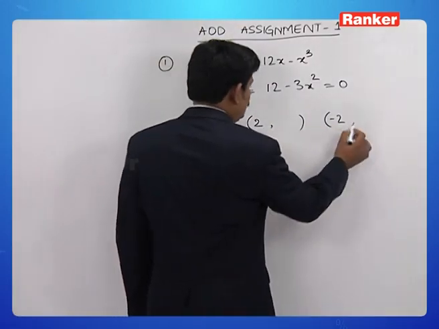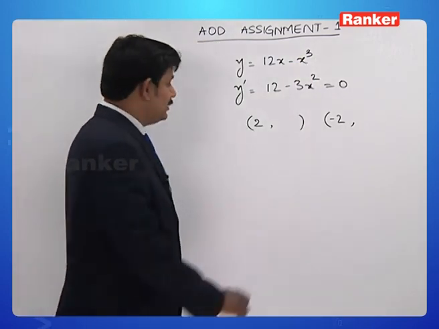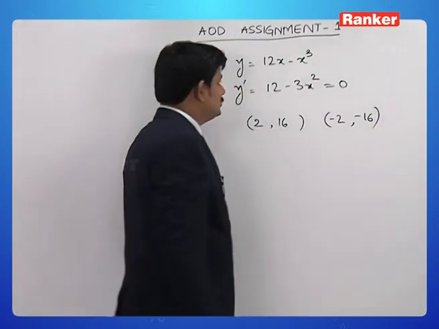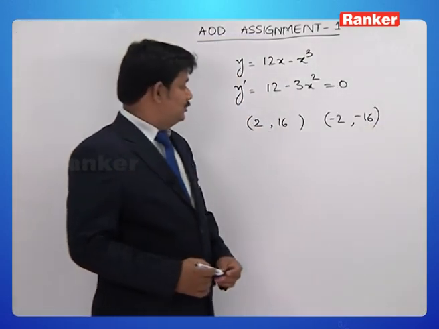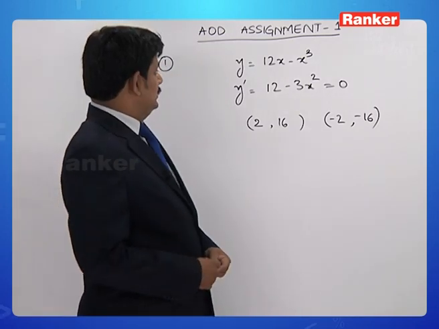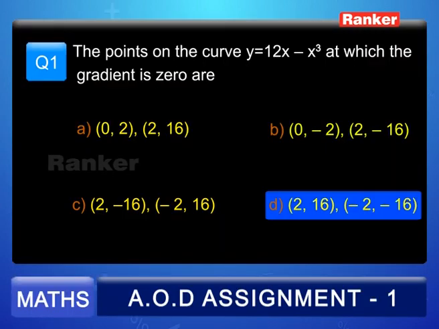When x is 2, 24 minus 8, the y coordinate will be 16, and when x is minus 2, it's an odd function, so it will be minus 16. So at the points (2, 16) and (-2, -16), slope of the tangent or gradient will be 0. So the answer is option D.